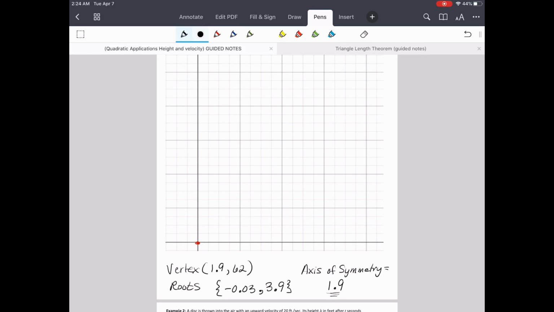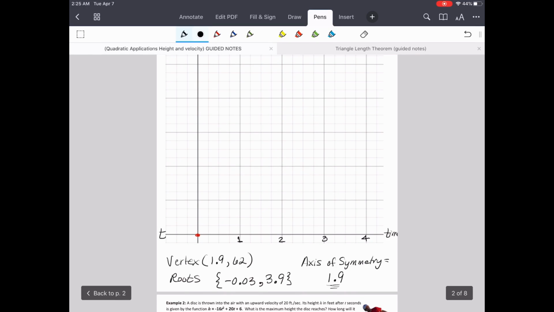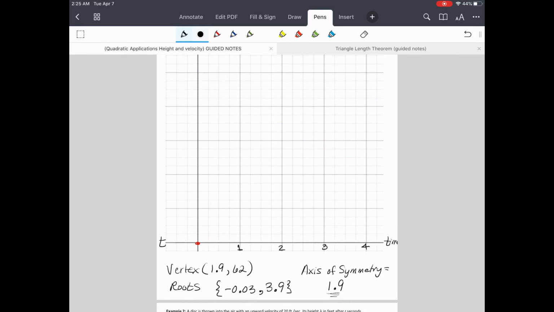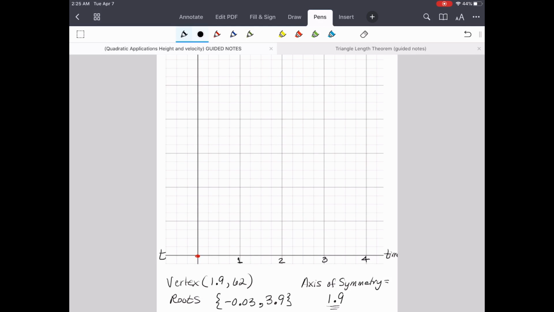I'm going to mess around with the intervals a little bit, but I'm going to make the y-axis, I know it's really the t-axis, it's time. I'm going to make those intervals of 1. So I'll make this represent 1, that represent 2, 3, and 4, and that works out perfectly because I just need to graph all the way to 3.9. Actually, I'm going to estimate where the axis of symmetry is, which is 1.9. Now 1.9 is really close to 2. So here's our axis of symmetry.